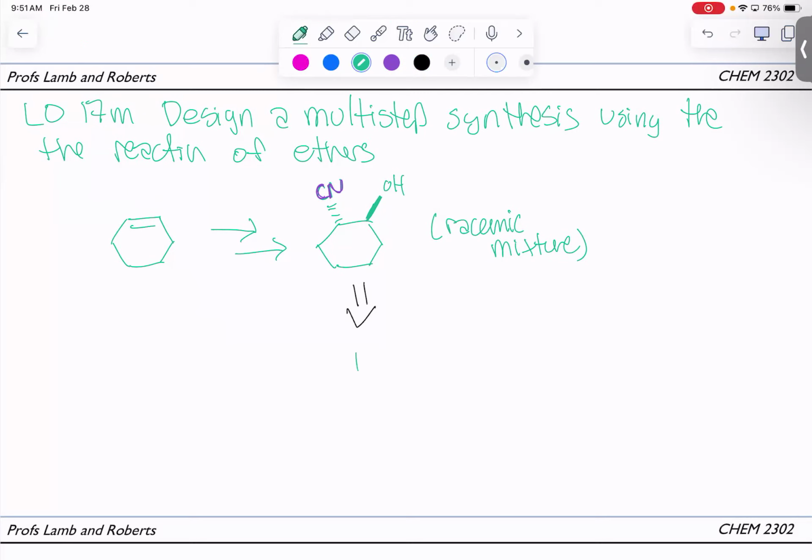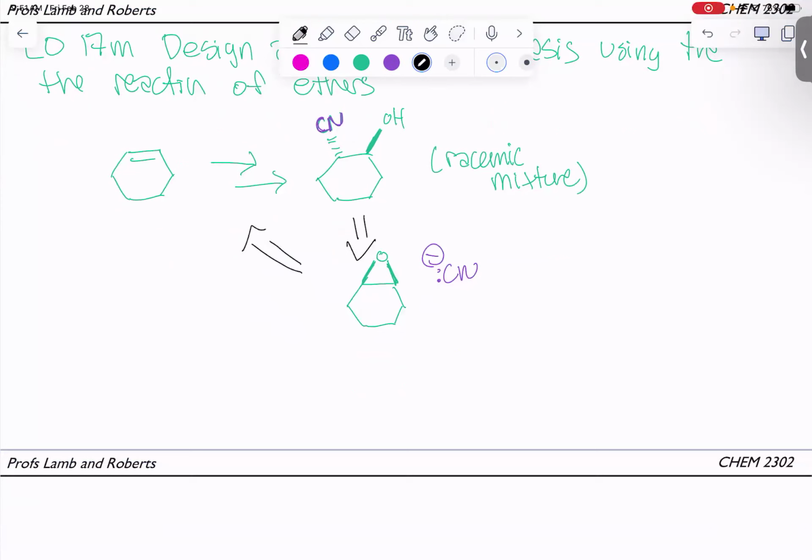I think a pretty good place to start might be what we've just been talking about, which is our epoxides. Seems like a pretty good way to get there. And then we could add in our CN minus. Obviously, we need to think about the actual reagents, which have to have a counter ion, but that's just how we're going to get there. We also need to think about the fact that we can get to our epoxide from an alkene. So this is a multi-step synthesis that just requires 2 steps.